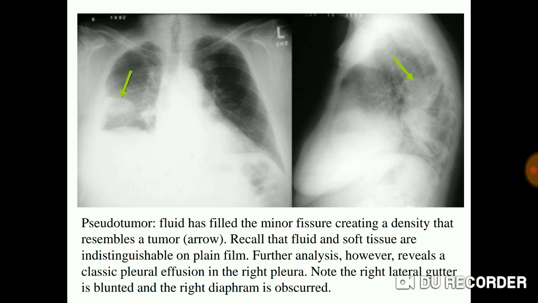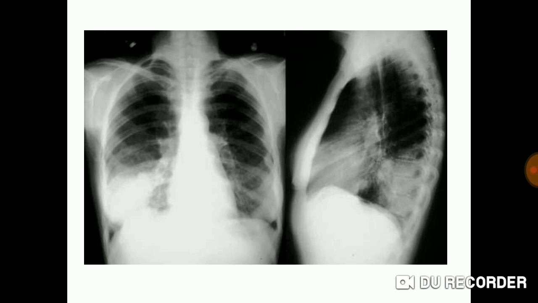Pseudotumor. Fluid has filled the minor fissure, creating a density that resembles a tumor. Recall that fluid and soft tissue are indistinguishable on plain film. Further analysis, however, reveals a classic pleural effusion in the right pleura. Note the right lateral gutter is blunted and the right diaphragm is obscured. Case 8.